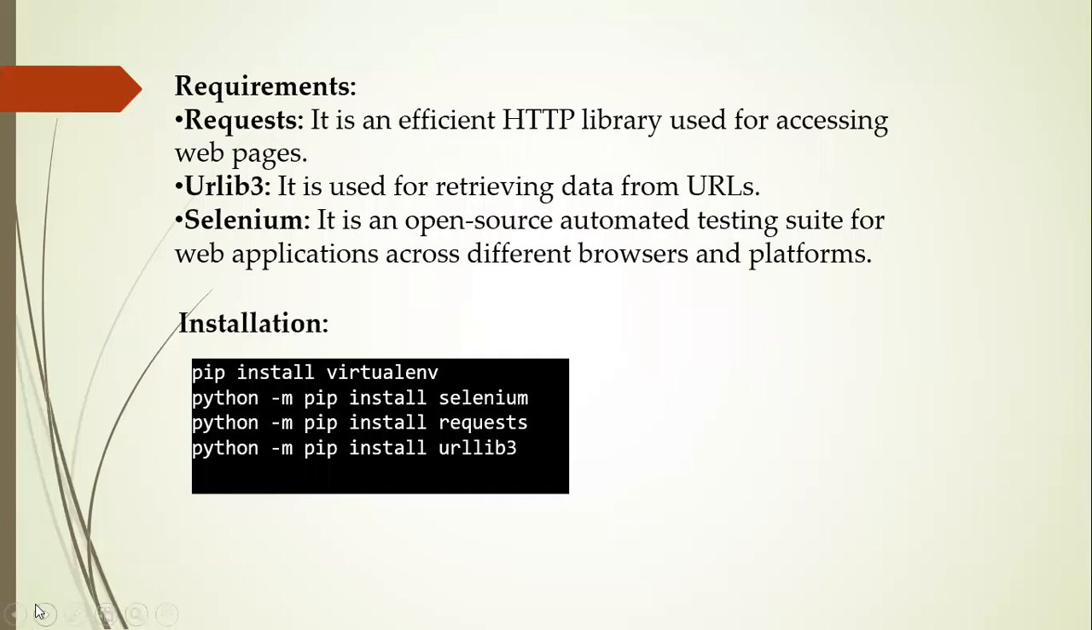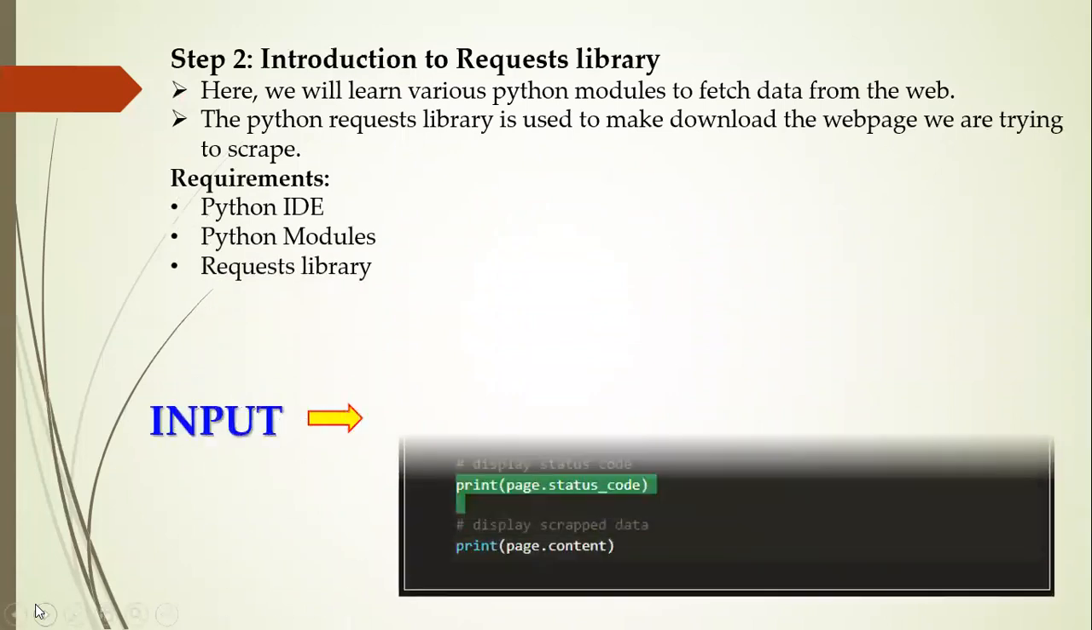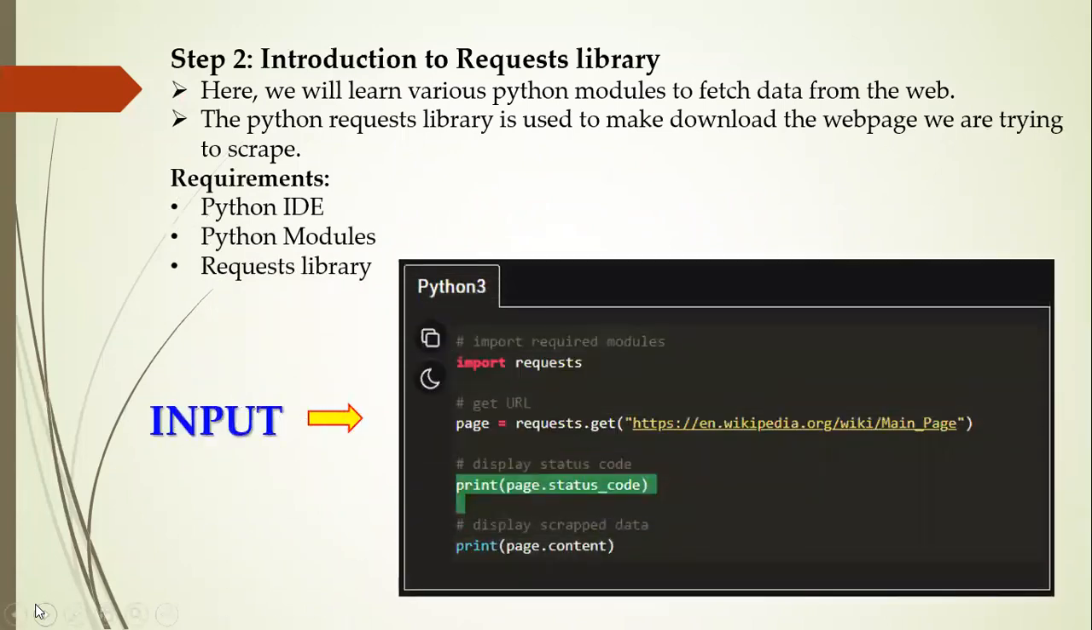Moving on to the next slide. Step 2. Introduction to Requests Library. Here we will learn various Python modules to fetch data from the web. The Python requests library is used to download the web page we are trying to scrape. Requirements: Python IDE, Python modules, requests library.